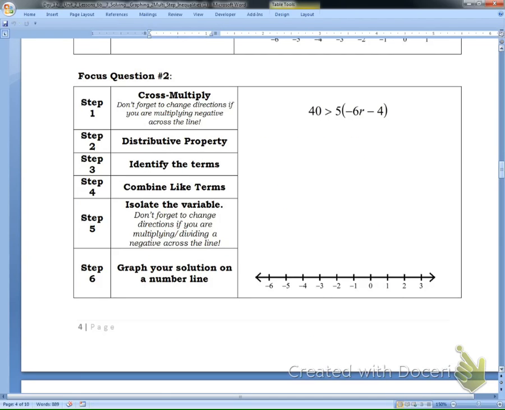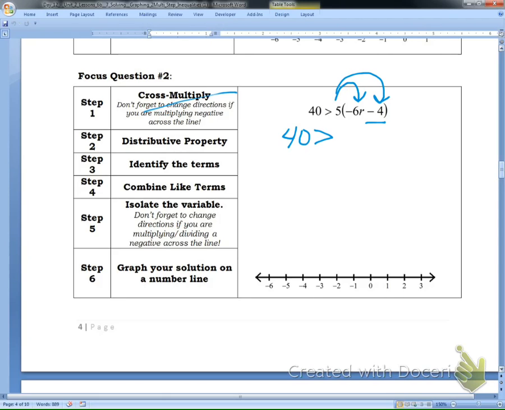Okay, looking at focus question number 2. It currently reads 40 is greater than 5 times the quantity negative 6r minus 4. I do not see any complex fractions, so I don't need to cross multiply. I do see parentheses, so I do need to distribute this 5 times the negative 6r and 5 times the negative 4. Don't forget the sign. So I will go ahead and use the distributive property.